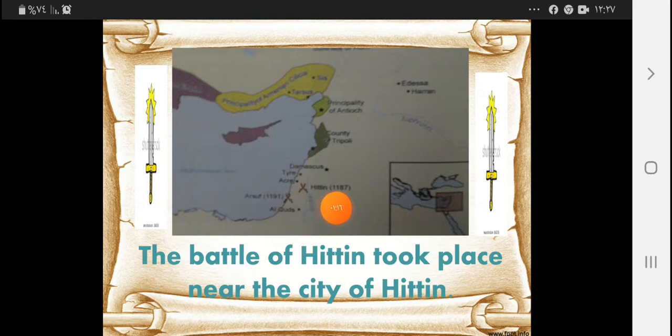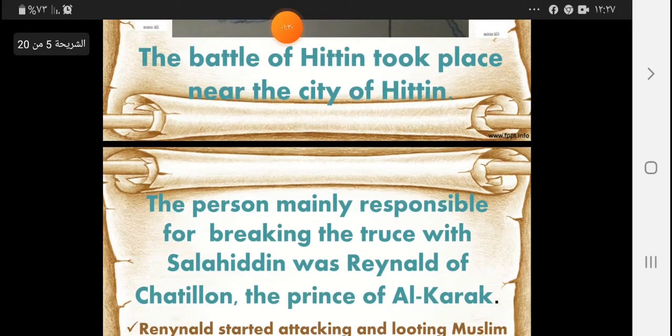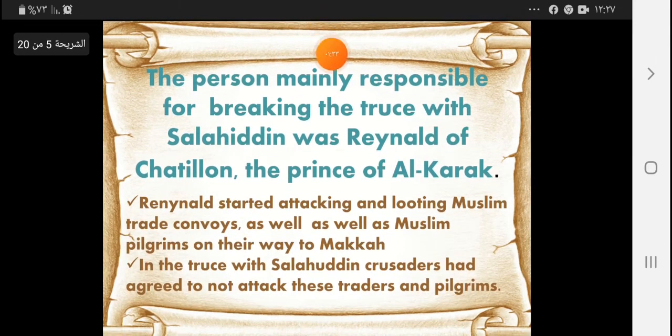Look here at the place of the Battle of Hittin. This is a map. This is the Mediterranean Sea. Here is the city of Al-Quds, and here is the city of Hittin. Between them, the Battle of Hittin took place. This is the place, or the city of Hittin, where the Battle of Hittin took place.